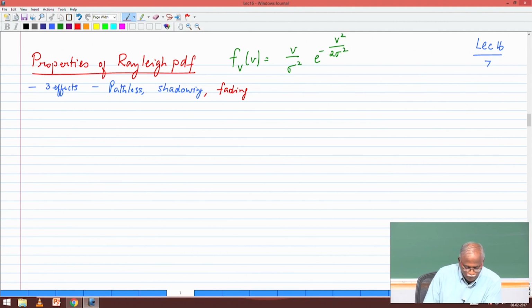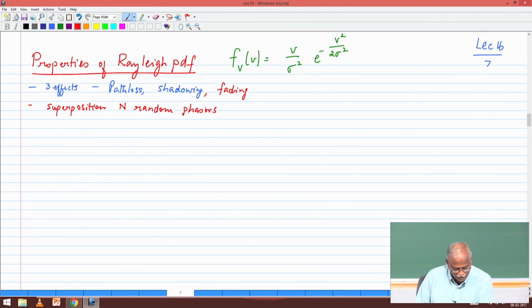And it starts off by making the assumption of a superposition of a large number of random phasors. So there is a superposition that is happening, superposition of n random phasors. That's an important part of our assumption.